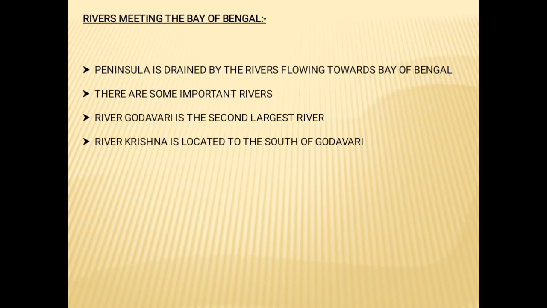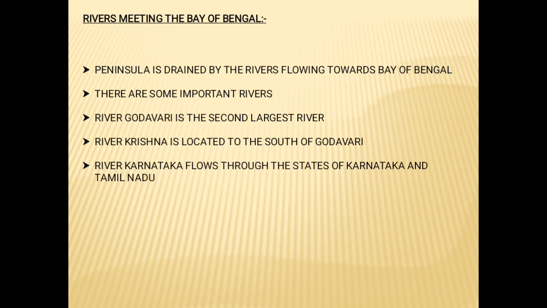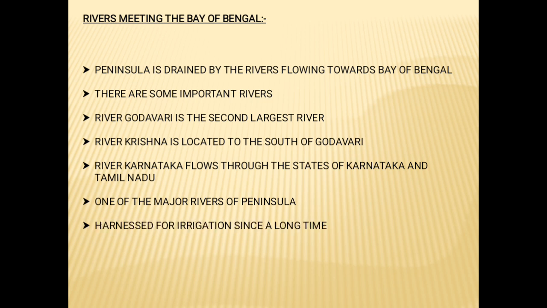To the south of Godavari is located the basin of river Krishna. Its major tributaries are Bhima and Tungabhadra. River Kaveri basin flows through the states of Karnataka and Tamil Nadu. It is one of the major rivers of the Peninsula. It is a river that has been harnessed for irrigation since a long time.